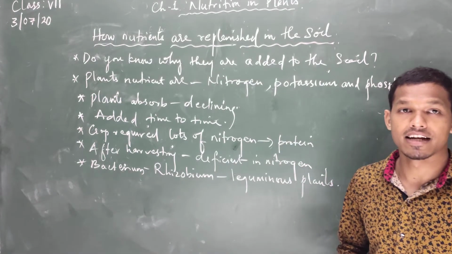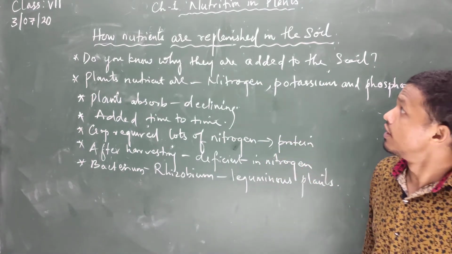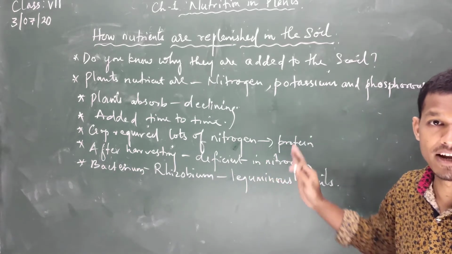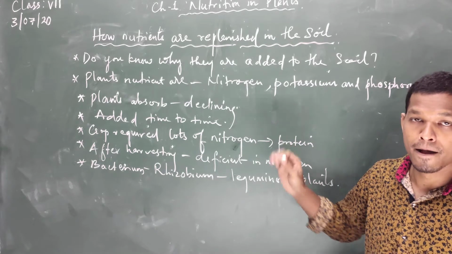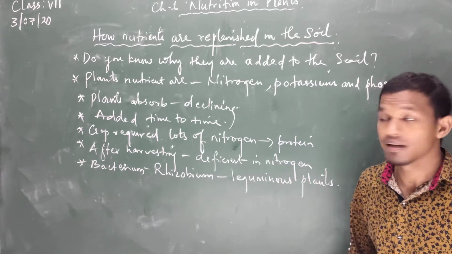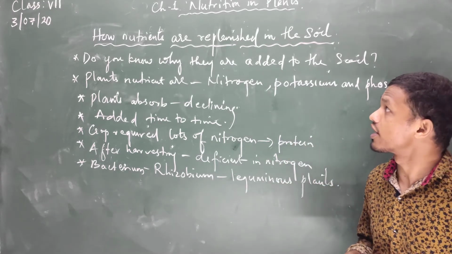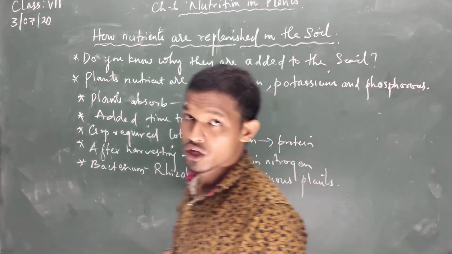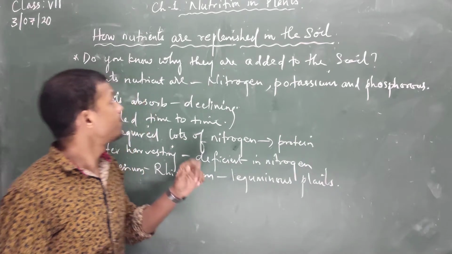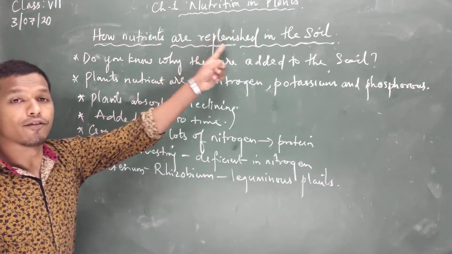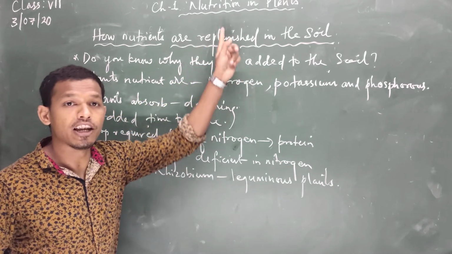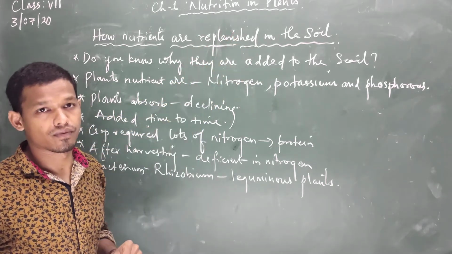Today's class will learn another topic called nutrition in plants. Already, this is the last topic of this chapter. Okay, so we'll discuss nutrition in plants. This is the first chapter: how nutrients are replenished in the soil. So today we will learn how nutrients are replenished in the soil. Replenished means fill up or restore.